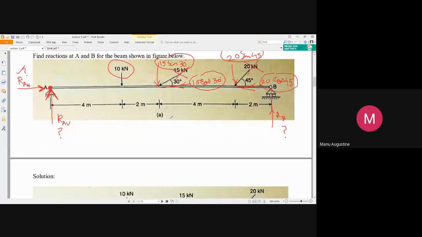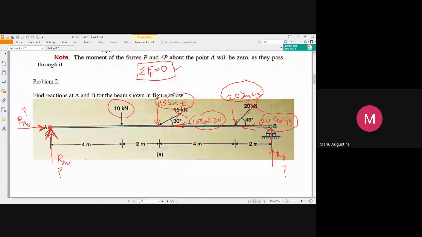Those who are unable to do it, I will just simply put it in writing so that you can understand and do it later. Summation of FH equal to 0. So how many horizontal forces are in the system? RAH is in the right side direction, so I will put RAH with a plus sign. And since it is a summation, I have to add up all the horizontal components. So plus another force is 15 cos 30, but it is in the left side direction. So I will put a minus sign here. Minus 15 cos 30.